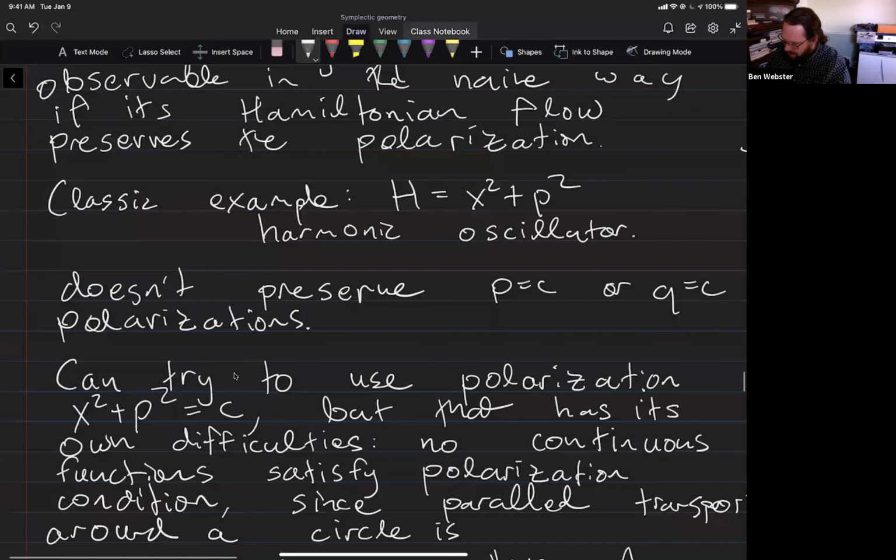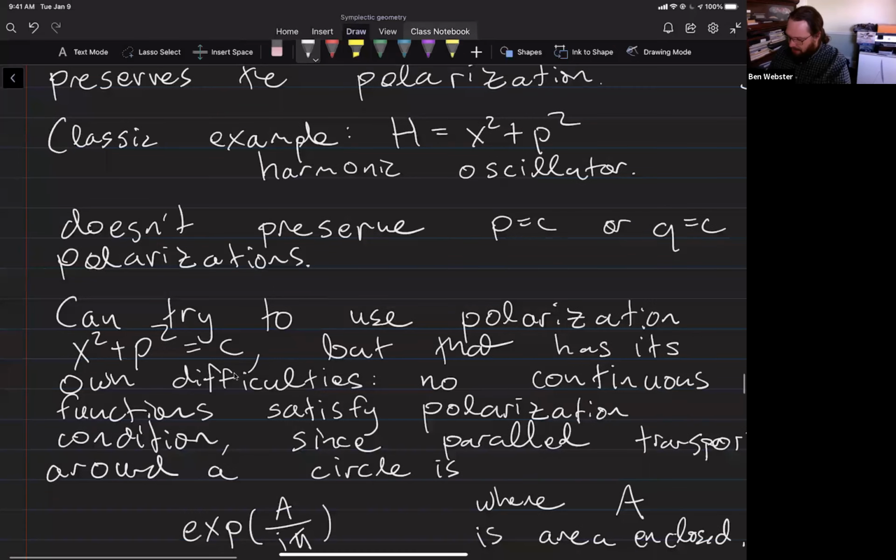In particular, another one of these issues that Matthew pointed out is, you could say, wait a second, why don't I use the polarization by circles, right? Any one-manifold in a two-manifold is Lagrangian. So I have a perfectly good polarization, which is just all the vectors tangent to circles centered at the origin. So tangent to the level sets, x squared plus p squared equals a constant.